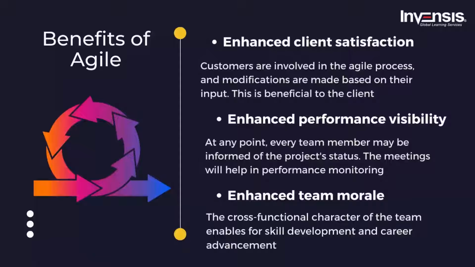Second, enhanced performance visibility. At any point, every team member may be informed of the project status. Daily Scrum meetings, progress charts, and sprint reviews will help in performance monitoring. Third, enhanced team morale. The Agile project team members are self-managing and self-organized. Scrum Master eliminates any external obstacles to the team's progress. Also, the cross-functional character of the team enables skill development and career advancement.